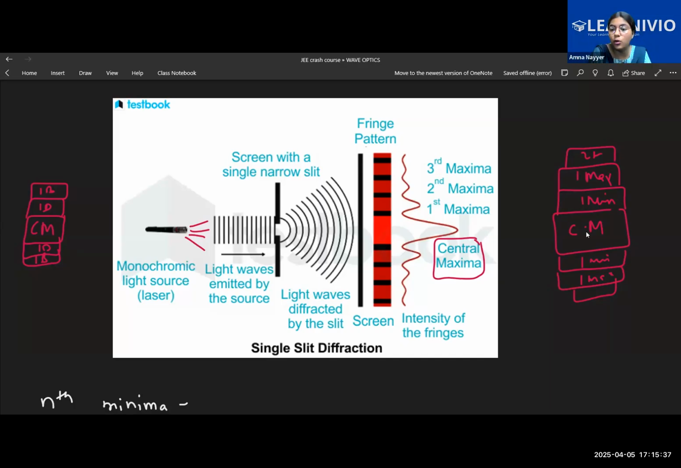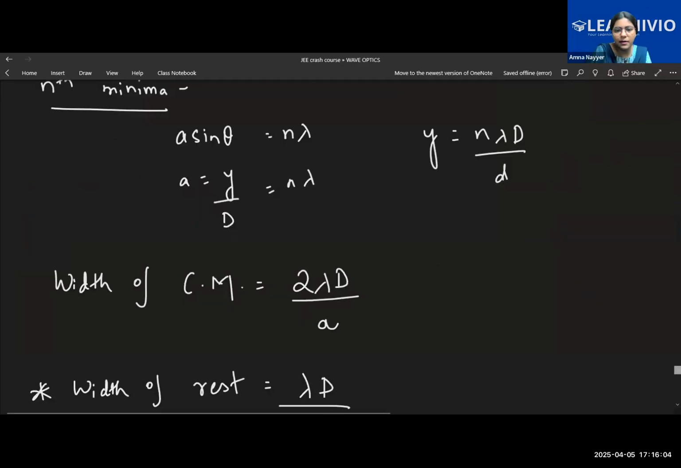This can be done at home also. If you have a comb, the narrow slits of the comb are sufficient. You just take one of the slits, wrap the comb with black tape or something, and then use a laser light. You will be able to obtain this diffraction pattern on a screen, like just a board or something. You'll be able to see it. Got this? Yes, ma'am.